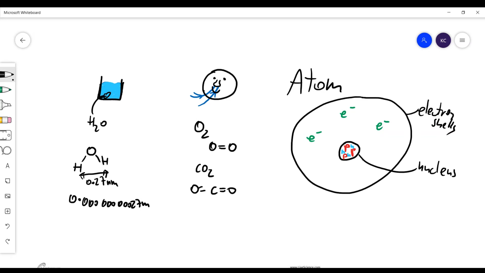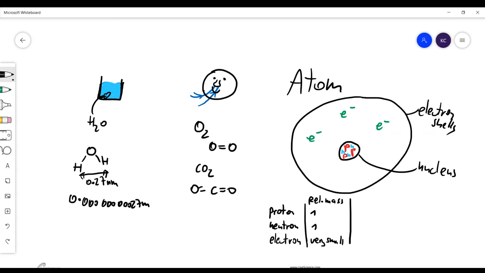So to summarize this, we can make a little table. So protons, neutrons, and electrons. And the relative mass of these will be 1 for proton, 1 for neutron, and for electron it's very small but not 0.